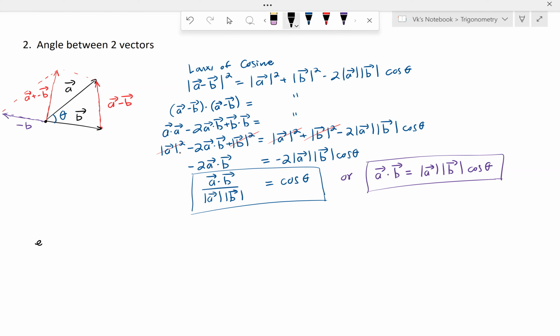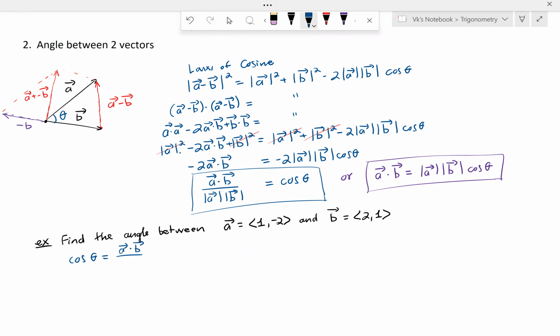Here comes an example: find the angle between two vectors. Vector A is (1, -2) and vector B is (2, 1). Plug it into the formula. We have the cosine of the angle theta is A dot B over magnitude of A, magnitude of B. So that would be 1 times 2 plus -2 times 1 over root of 1 squared plus (-2) squared, root of 2 squared plus 1 squared.